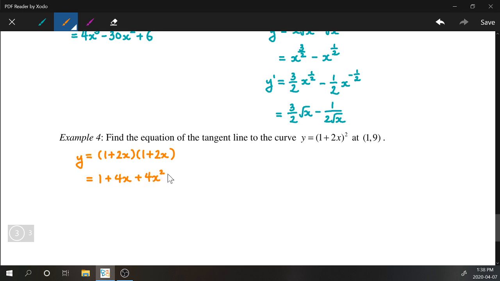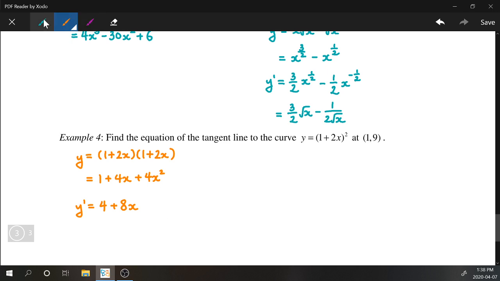Okay. So if you were to take the derivative of this, where it is y prime, the derivative of 1 is 0, the derivative of 4x is just 4. And then the derivative of 4x squared is going to be 4 times 2, which is 8. And then the x squared becomes just x, right, because the power decreases by 1. So that would be the derivative. Of course, this is how you find the slope of the tangent.